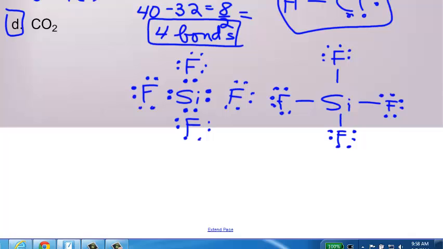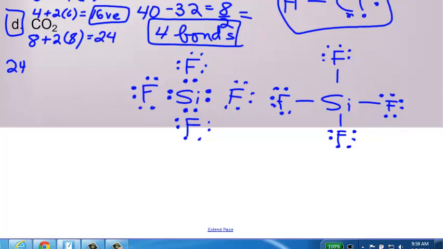Okay, and finally, we run into carbon dioxide here. Carbon has 4 valence electrons, and each oxygen has 6. So that's 12 and 4, which gives you 16 valence electrons. Carbon's happy with 8, as is oxygen. So that's 16 and 8, which gives you 24. 24 minus 16 gives you 8, divided by 2 is 4 bonds.